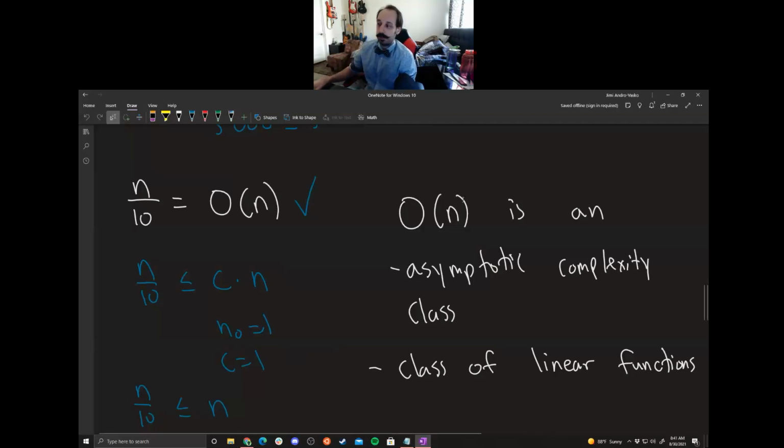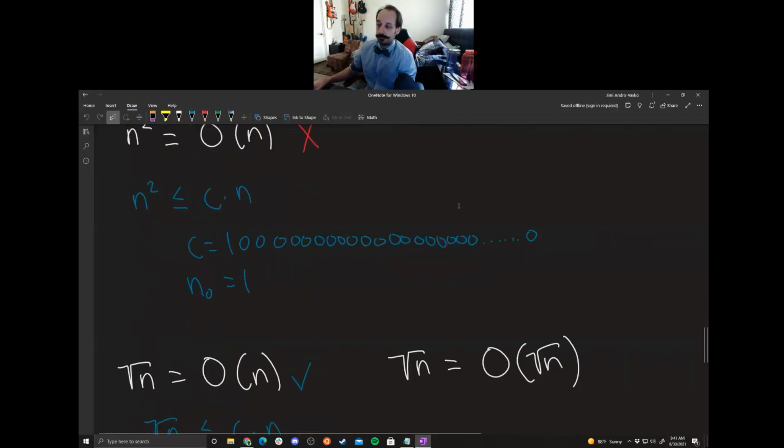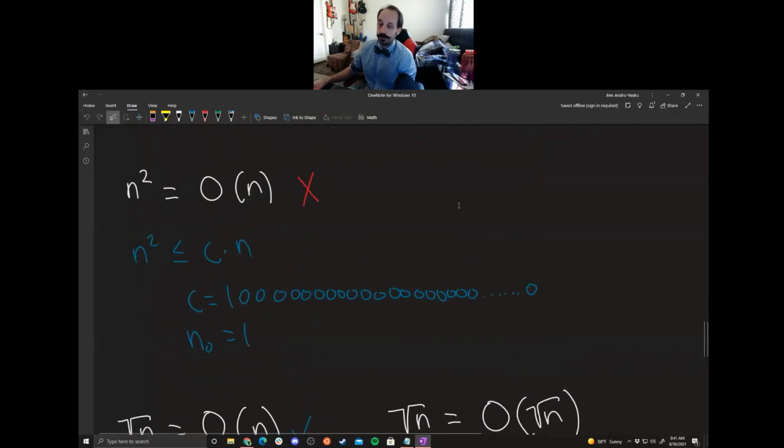Now, I also discussed a few more points. I also covered whether n squared equals O of n. n squared has an asymptotic growth rate that's quadratic, not linear, so it cannot be contained within the set O of n.